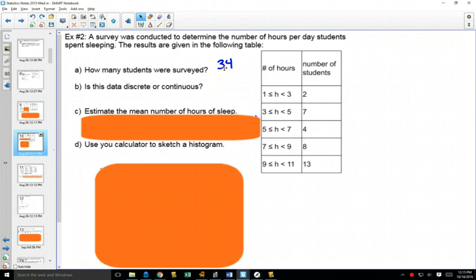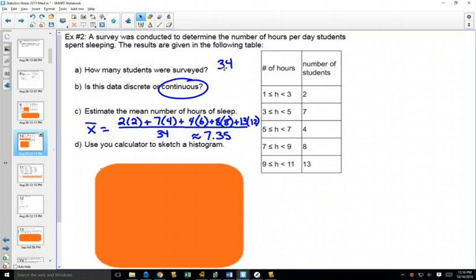So in this case, if you think of it that way, this data would be continuous because any value is possible in those hours. And the data that we're looking at is the number of hours of sleep. We're not looking at the number of students as our data.